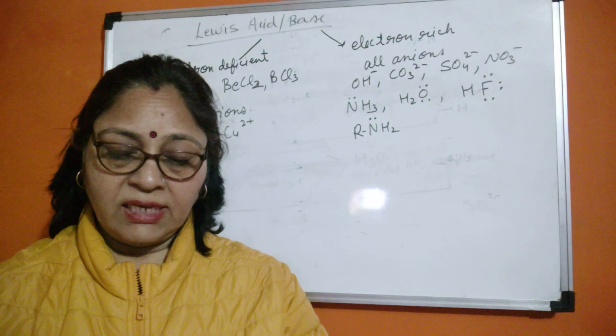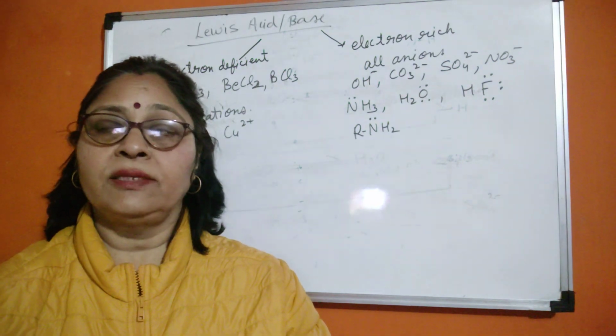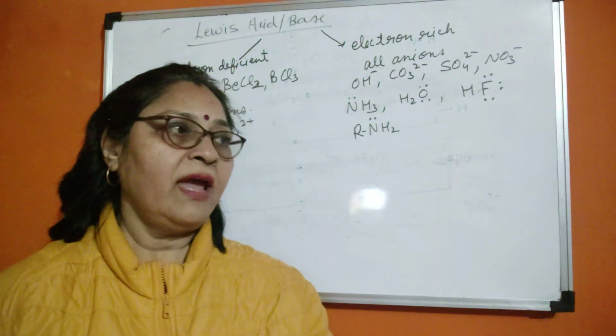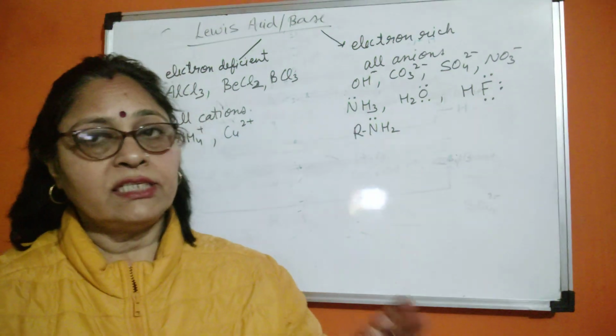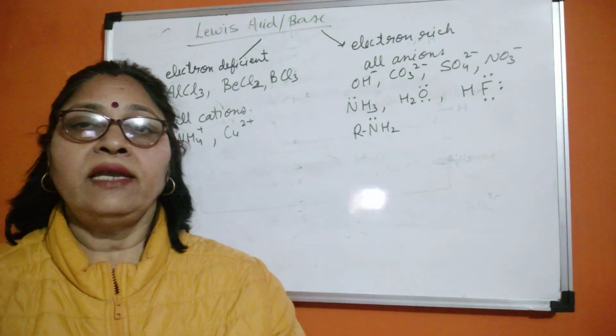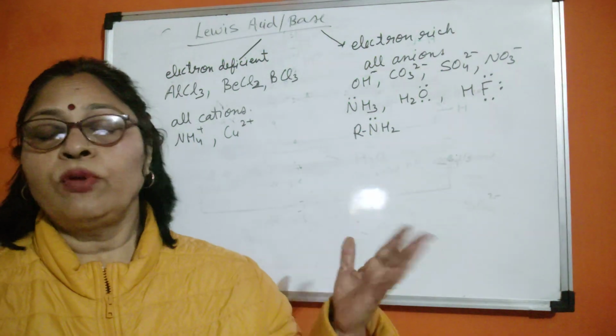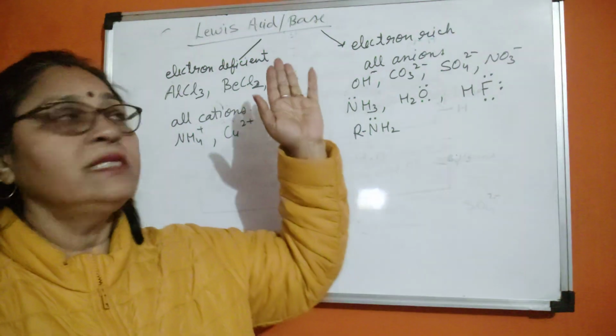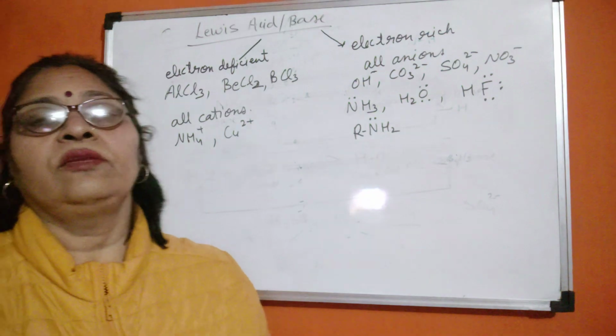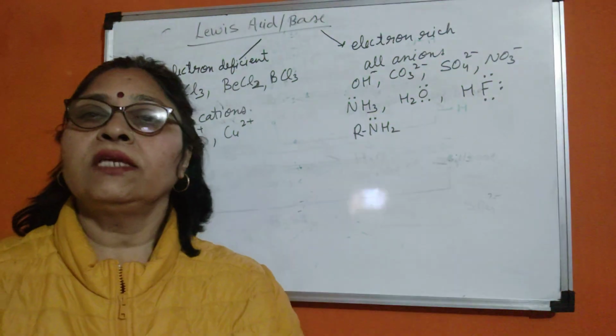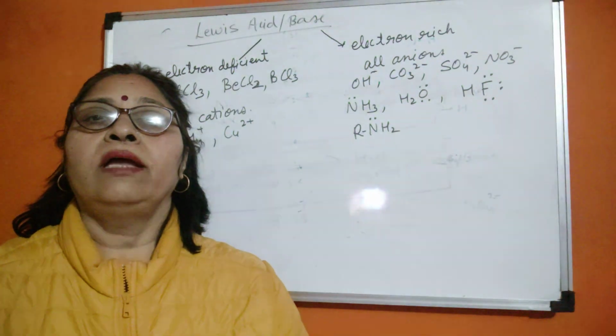Right? So these are the acid-base theories. In total we have 3 theories. First is Arrhenius theory, then second is Bronsted-Lowry theory, and third is this Lewis acid-base theory. Hope it is clear to you all, right?